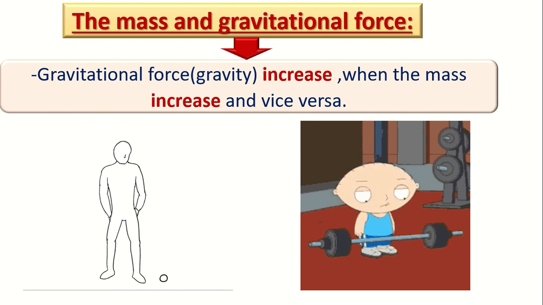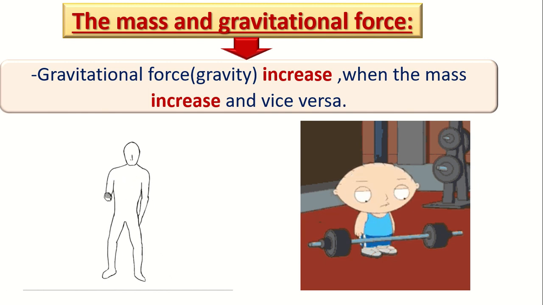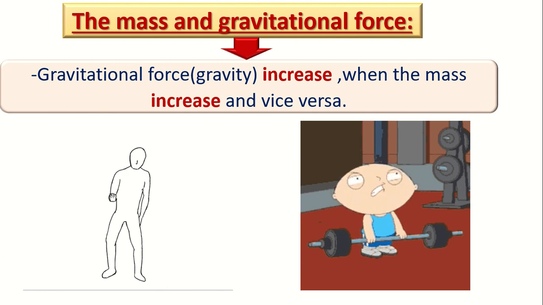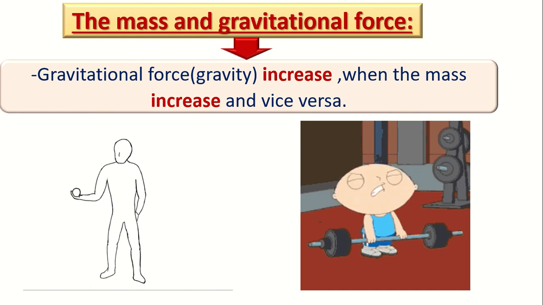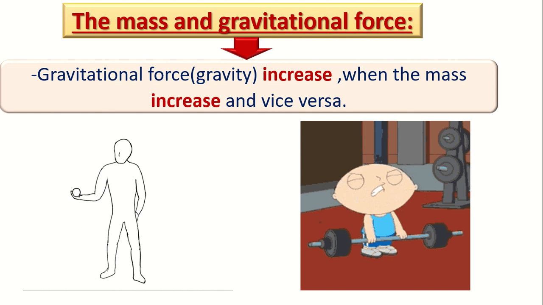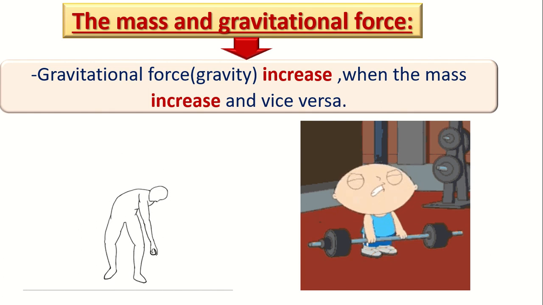Now let's talk about the two factors that affect gravity. We have two factors. Number one, mass. Number two, distance. Let's start with mass. How does mass affect gravity? When the mass increases, the gravity increases. If you have two objects, one is light or has a small mass and the other has a bigger mass, which one will fall first? Of course, the heavy object or the big mass object will fall first. Why is it falling first? Because when the mass increases, the gravity increases. Again, when the mass increases, the gravity increases.